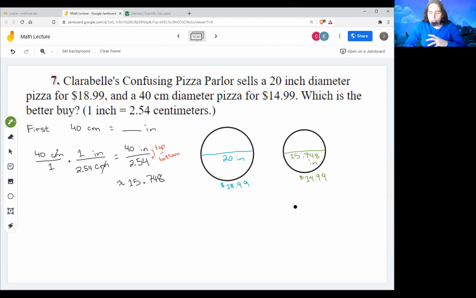Is this a perimeter problem or an area problem? Which is the better measurement for how good a deal we're getting on pizza? Area. Area, yeah, I want to look at how much space is taken up by the whole pizza. How much space is taken up by this pizza? So I want to do area for these. Okay, so area for the blue one.